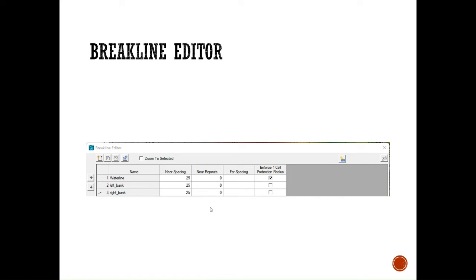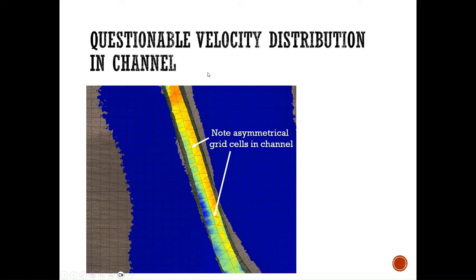And really the reason the mesh was asymmetrical within my channel was due to the fact that I had break lines set for both my main channel and my left and right banks. When I had set these up, I had originally had the enforce one cell protection radius set up for not only the water line, but the left and right bank. And so enforcing that one cell protection radius with break lines that were all set really close to one another caused the mesh to give me this odd kind of pattern in here.